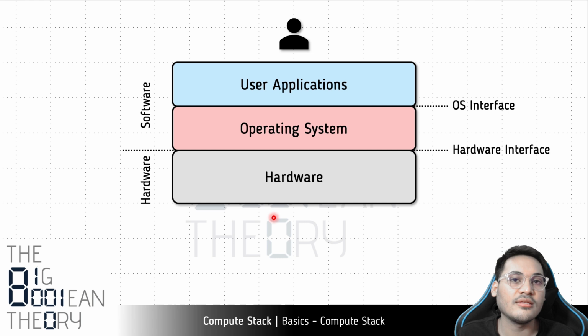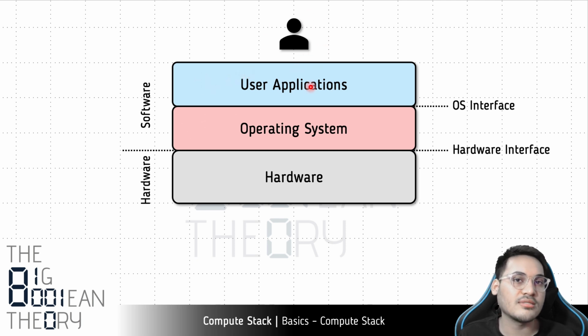So let us start the discussion with this basic compute stack. This is something which we have already seen in the previous videos. As you can see, there are three layers in the basic version of the compute stack. At the very bottom, we have the computer hardware, and then there is this hardware interface. On top of this hardware interface, there are several layers of software. There are two layers of software currently. One is the operating system, and then we have the user applications. And finally, we have the user.